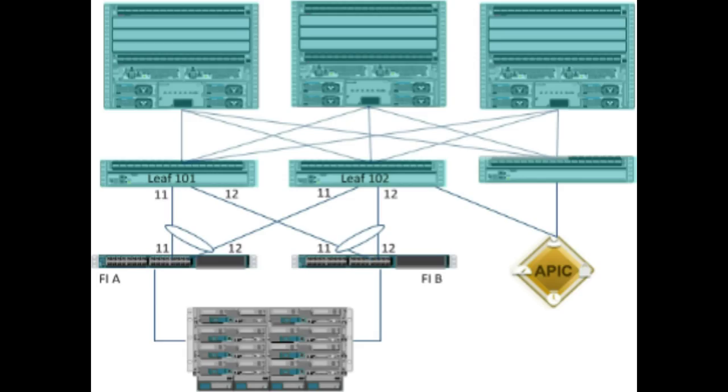This is the physical topology we'll be using during this video. So as you can see, we have our Cisco ACI fabric, our spine and leaf network, connected to a pair of Cisco fabric interconnects via virtual port channels, and obviously our APIC controller.